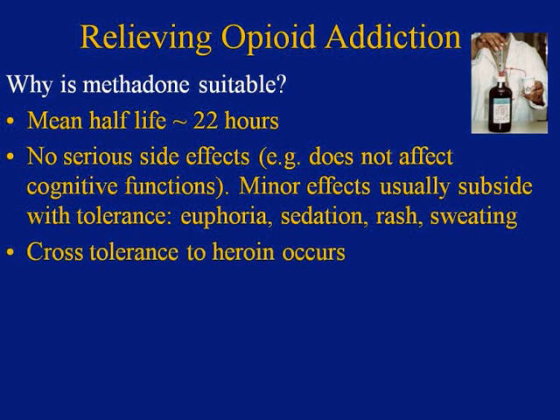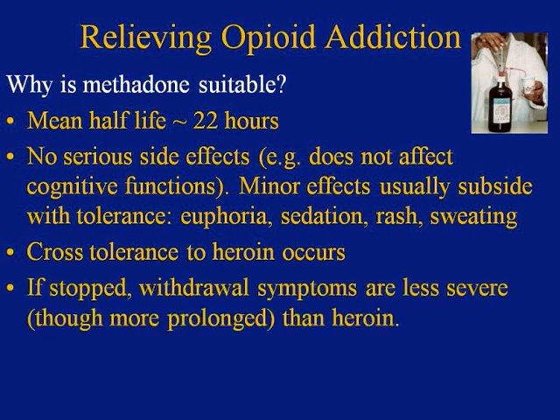And the third feature of methadone is that there is cross tolerance to heroin. So if the patient is taking a high dose of methadone because he is tolerant to methadone, then he gets the same tolerance to heroin as well. And the fourth feature is that if methadone is stopped, then the withdrawal symptoms are less severe than heroin, although it is longer, more prolonged, but it is less severe than heroin. So these are features which we need to think about for ourselves. Why is it that methadone is suitable for the opiate replacement therapy?